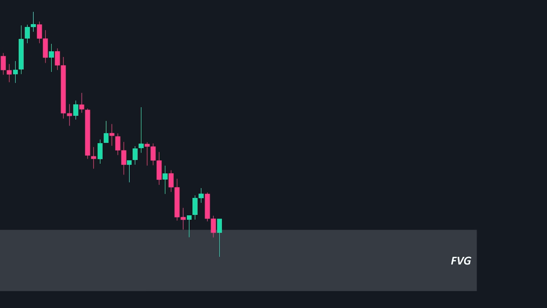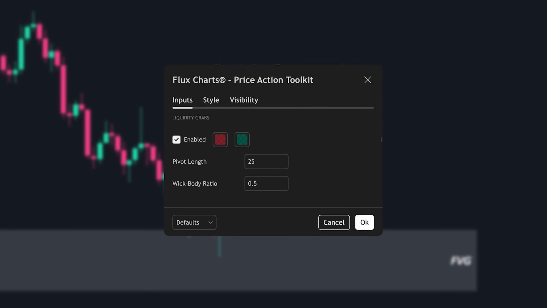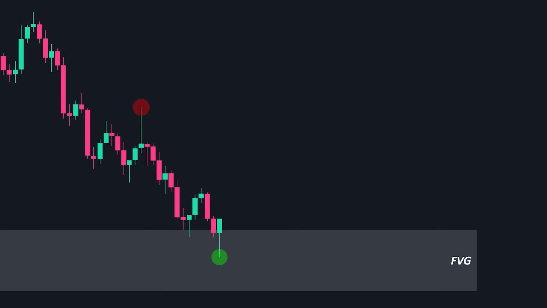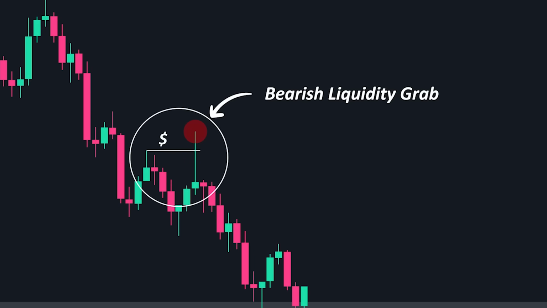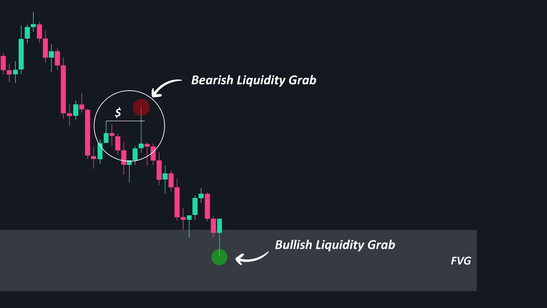Here, in the final step on the lower time frame, you want to look for signs of a possible reversal. One strong signal is the formation of a bullish liquidity grab pattern. When you enable the liquidity grab option in the indicator settings, you'll notice red and green circles appearing on the chart. These represent bearish and bullish liquidity grabs, respectively. When the price wicks above a previous swing high, the indicator marks it as a bearish liquidity grab, signaling a potential downward move.